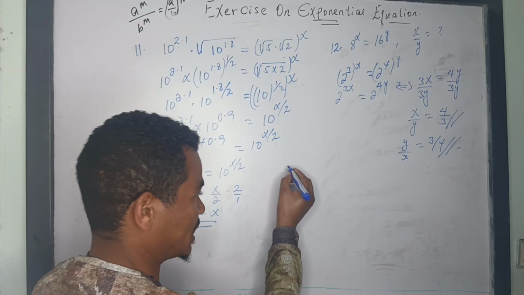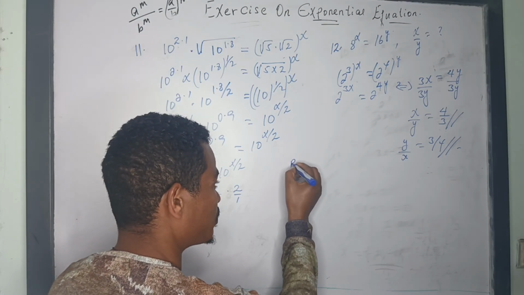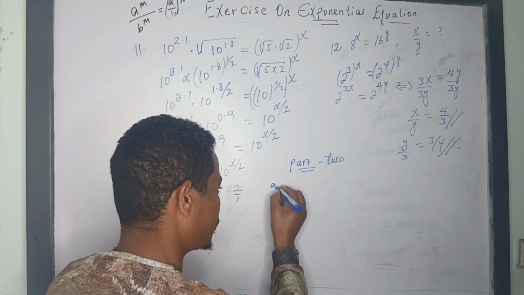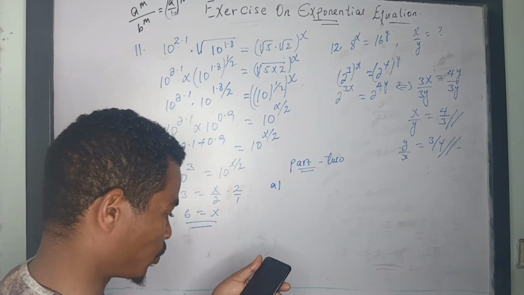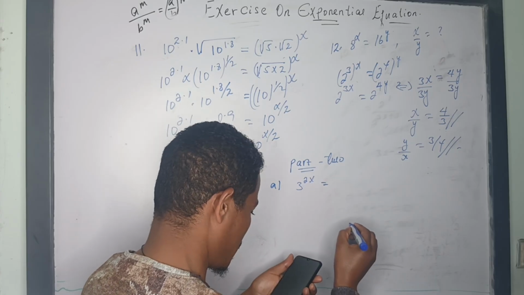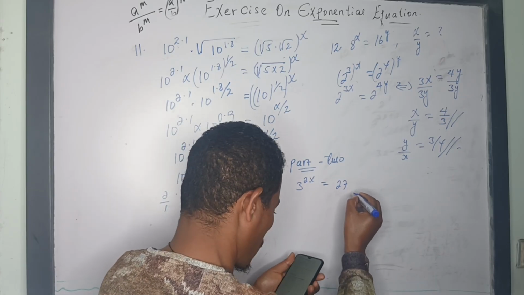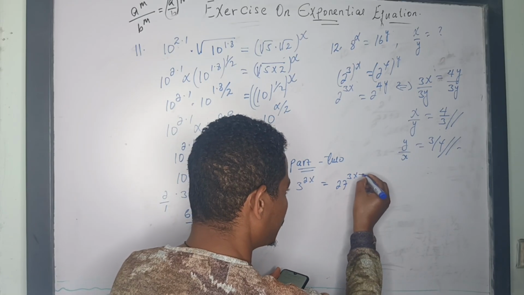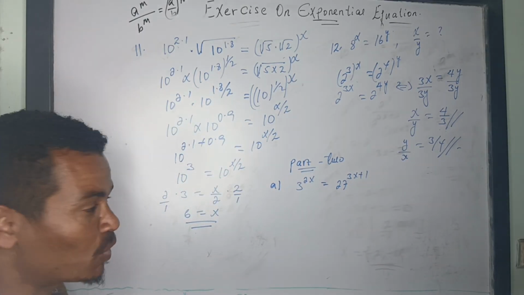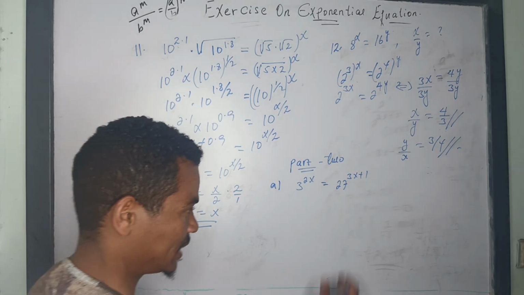Okay, so let's start from A. Okay, part 2, this one is part 2. Okay, part 2 A. 3 to the power of 2x is equal to 27 to the power of 3x plus 1. The value of x? 3 to the power of 2x is equal to 27 to the power of 3x plus 1. So here, what do we do?